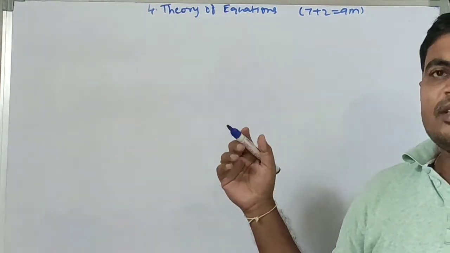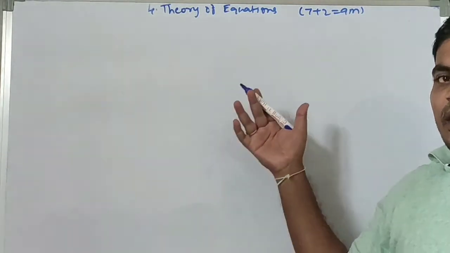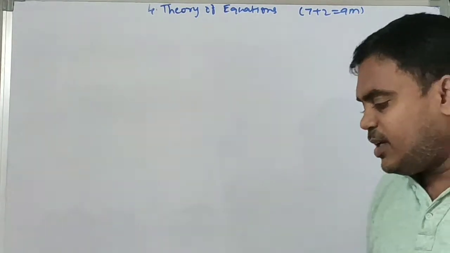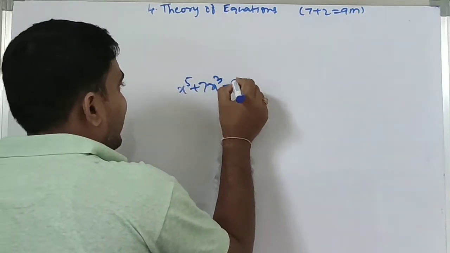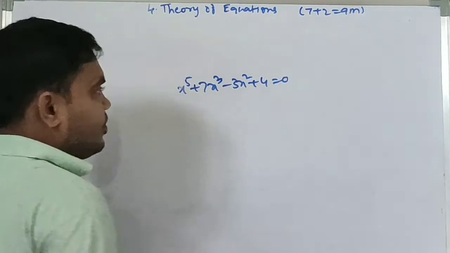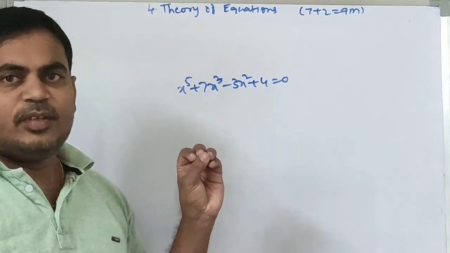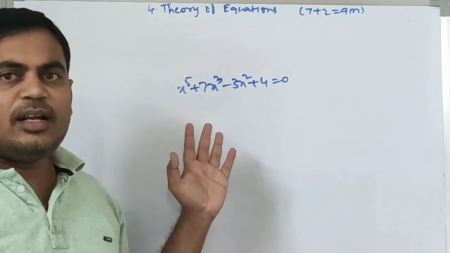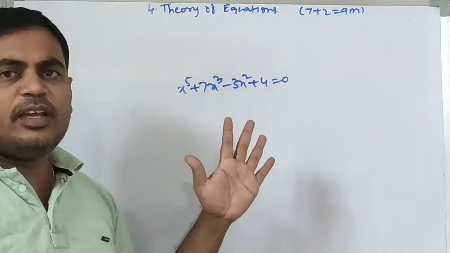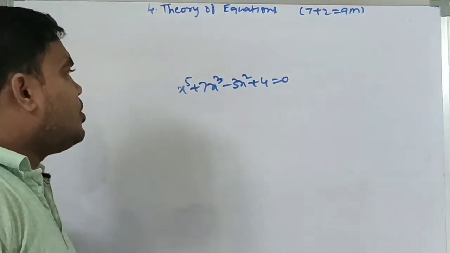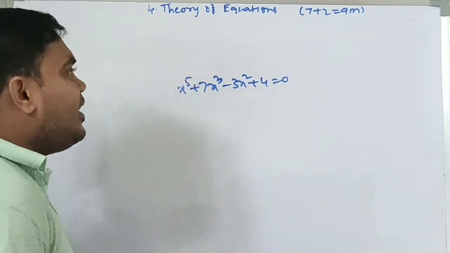In the theory of equations, the number of roots of an equation is based upon its degree. For example, take x power 5 plus 7x cube minus 3x square plus 4 equal to 0. This equation contains 5 roots, whether they are real roots or not, because the highest power of this equation is 5. So what is the highest power? x power 5. And what is the highest power coefficient?